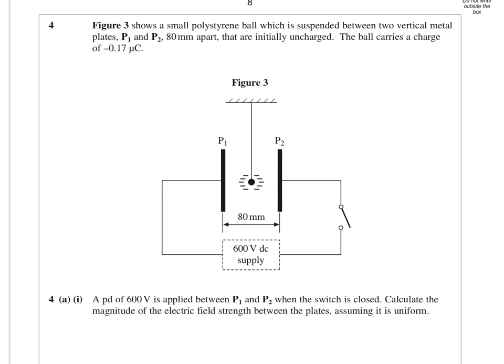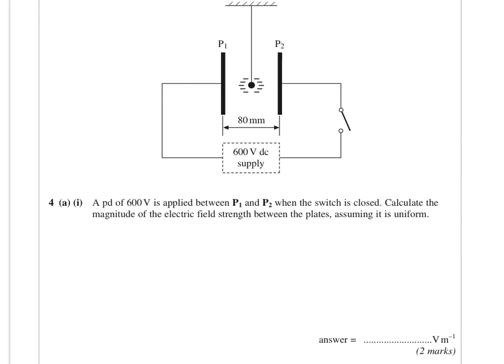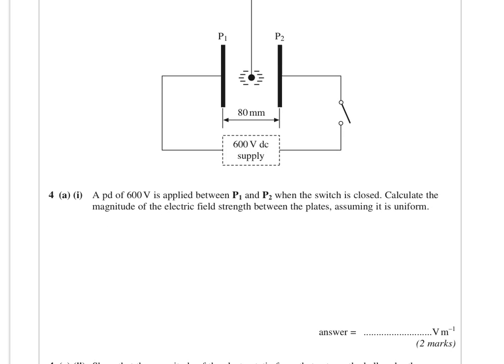We've got a polystyrene ball suspended between two metal plates. So we're going to get a uniform field going on here. We've got a separation of 80 millimeters and we've got a charge of the ball. We've got the potential difference. Calculate the field strength between the plates, assuming it's uniform.